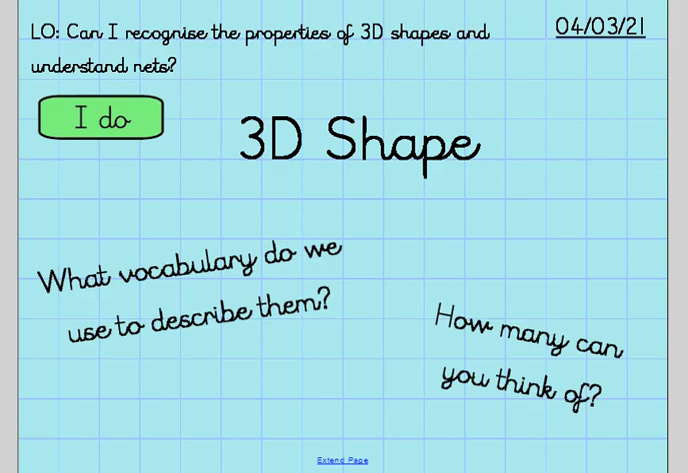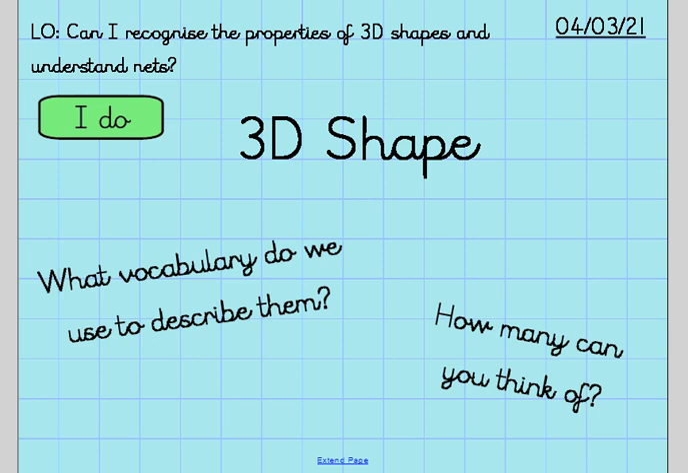Okay, so 3D shapes. What vocabulary do we use to describe them? You could just note some ideas down here. What vocabulary do we need to use to describe them? And how many 3D shapes can you think of? What names of the shapes can you think of? I'm going to be looking at how well you remember the names of the 3D shapes today. I'm not going to give you too many clues. If you're unsure, you're going to have to go away and do a bit of research and find those today.